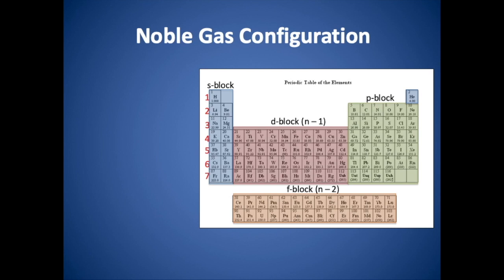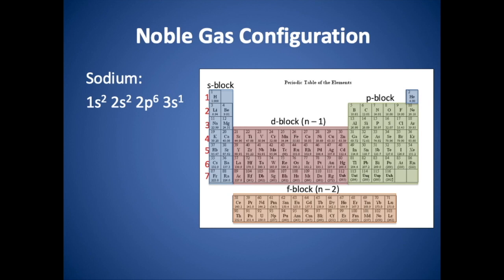Today I want to talk to you about electron configurations and how you can do a shorthand for it. So we have the element sodium here. Sodium's electron configuration is 1s2, 2s2, 2p6, 3s1. It ends with a third energy level, s orbital, 1 electron.